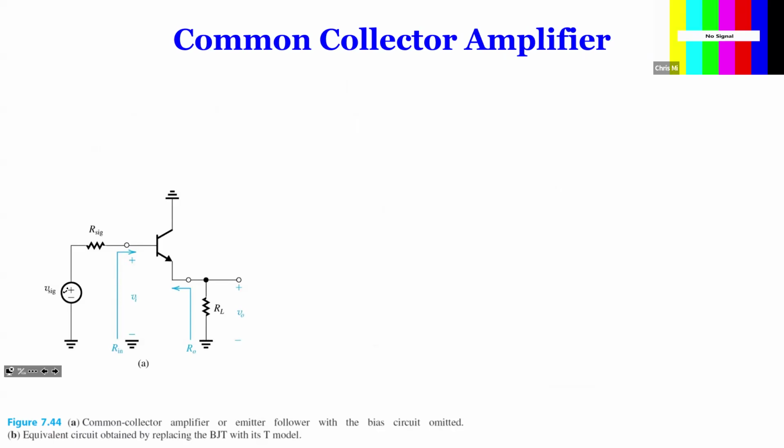Now we already did the common drain. Now it should be fairly easy to do common collector. So what we're going to do is find the equivalent circuit of the small signal model. And now the collector is grounded, and the output is over here. They call it RL, so I'm going to call it RL. So this is alpha over GM.